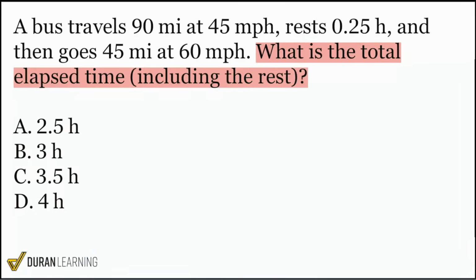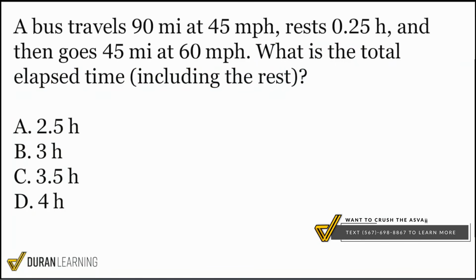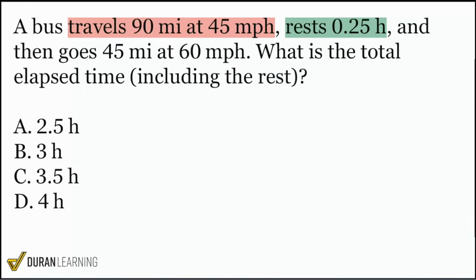So read along with me. Let me go ahead and get this red highlight out of the way first, and let me show you. We have first that this bus travels 90 miles at 45 miles per hour. Then it rests for a quarter hour, and then goes 45 miles at 60 miles per hour. My party people, how many different events did I highlight? How many events? 3. Exactly. There are 3 events that we have to add up the times for.